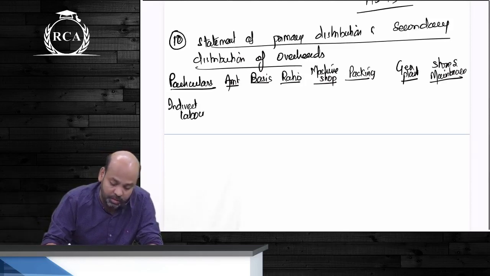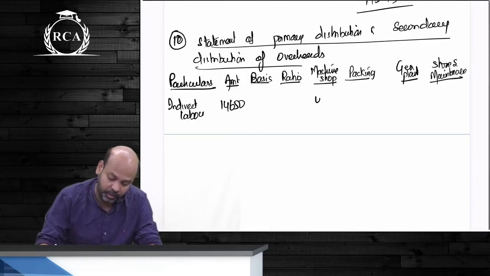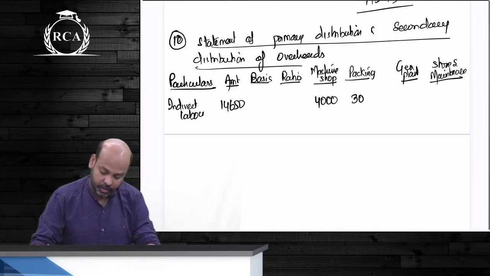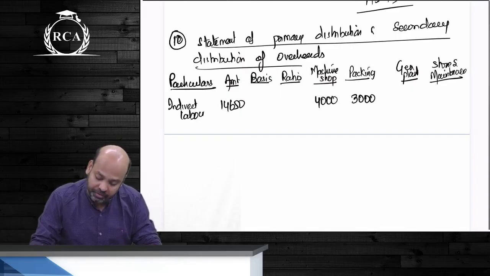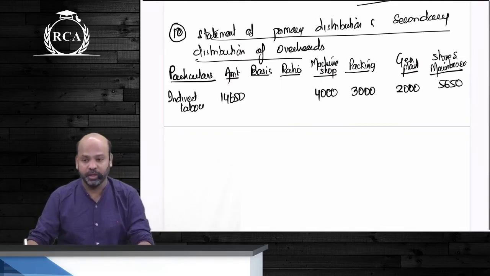Indirect labor, the total amount is 14,650. Department wise the amounts are given. I'm copying from the material only guys. You can also do the same.